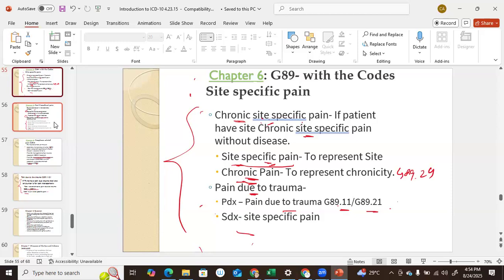Ramil, please refer to the screen and see whether we have to use any other code also. Your G89.29 is perfect. Let's see if we have to use another code also.